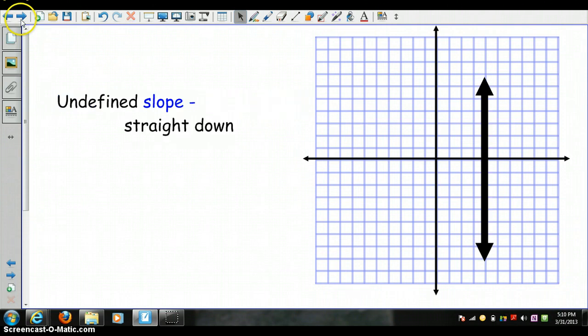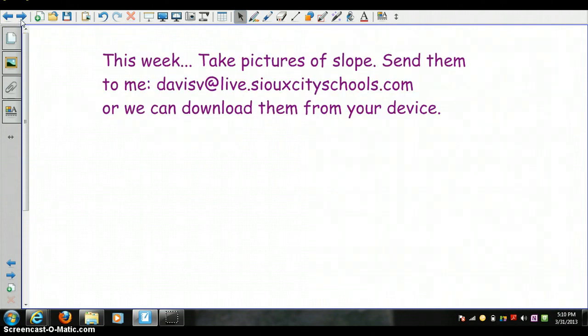So what I want you guys to do this week is take pictures of slopes that you see outside or in school. Send them to me. My email's on the screen. We can download them from your device, and make sure you bring the proper cords to download it. And we're going to see what types of slopes there are out there.